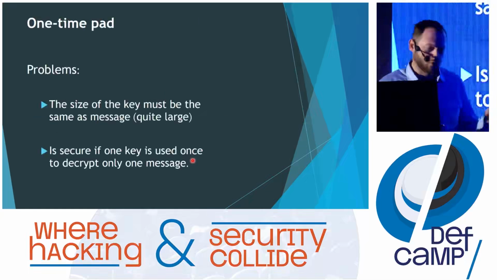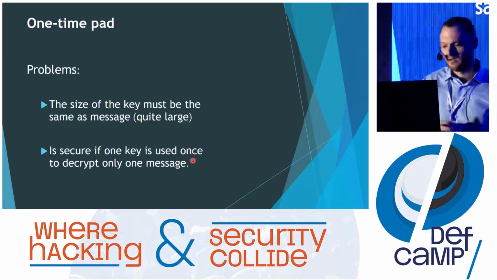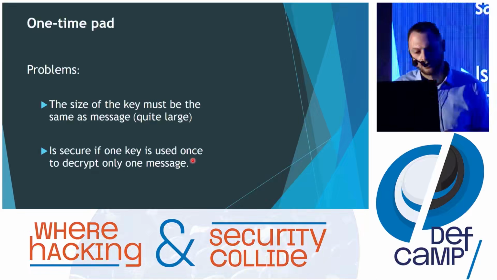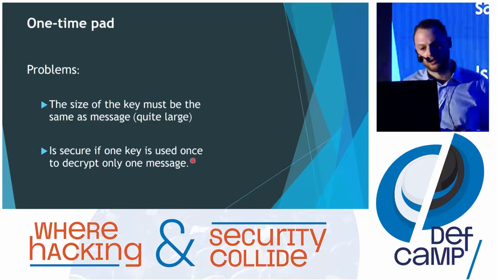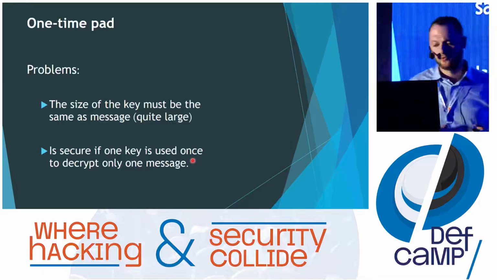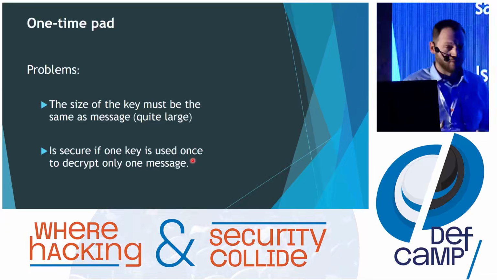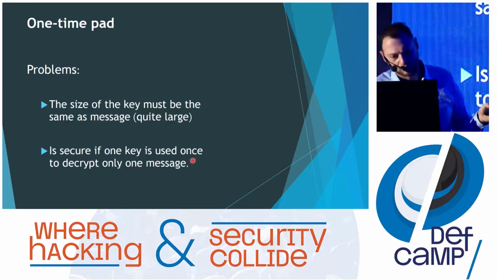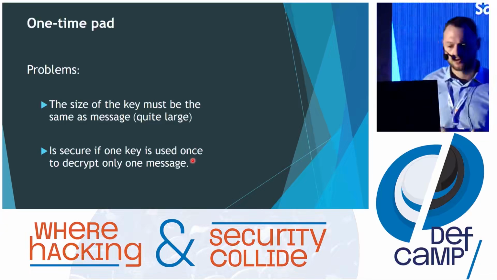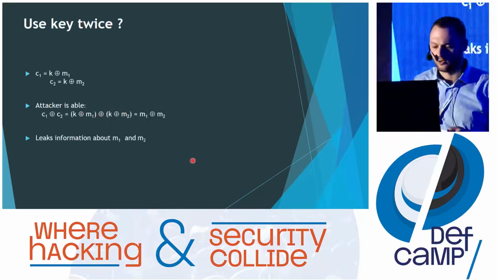Why is it so good? Why is it not used in practice? It was used, for example, for the phone line between Washington DC and Moscow, but now it's not used in practice because of two big problems. The size of the key must be really big, because it must be of the size of the message. Today in real life the messages are really big, and it's a one-time key. What does it mean? That it's secure only if we use the key only once.